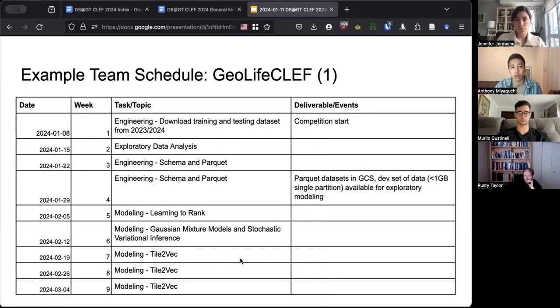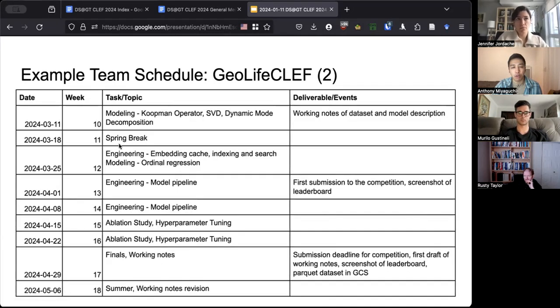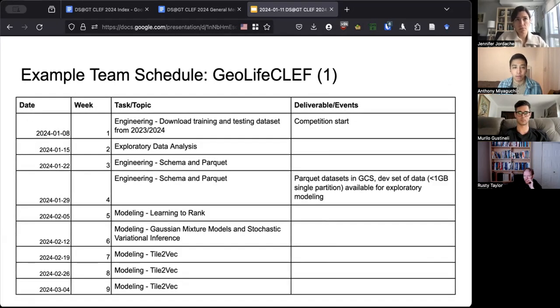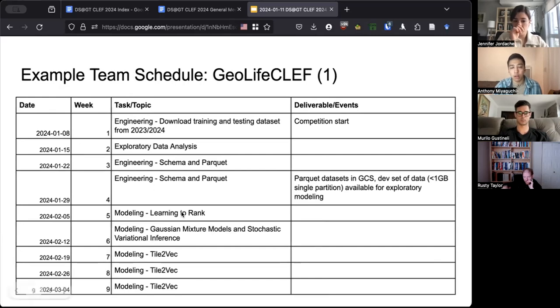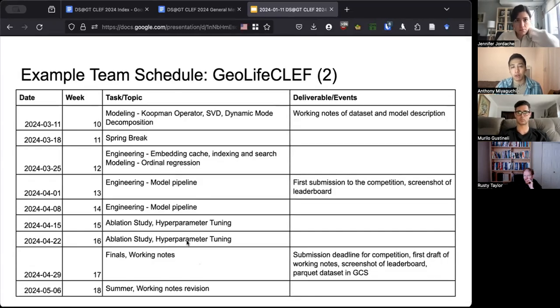This next section is from weeks 5 to just before spring break. So this is 7-ish weeks of modeling. For the GeoLifeCLEF competition, we have a couple of interesting models we want to take a look at. There's this learning to rank model. There's these Gaussian mixture models. There's TileDevec, which is an unsupervised embedding model. And there's some stuff for time series data.